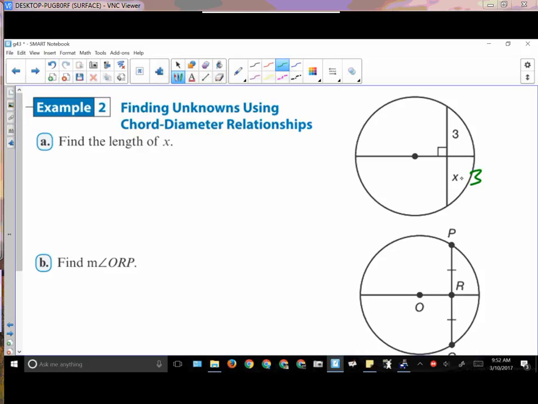So what would be the angle measure at R? Well, this would have to be a right angle as well, 90 degrees, because this and this identify as congruent. It's a chord. So if a chord is being bisected, cut in half, it has to be at a right angle.